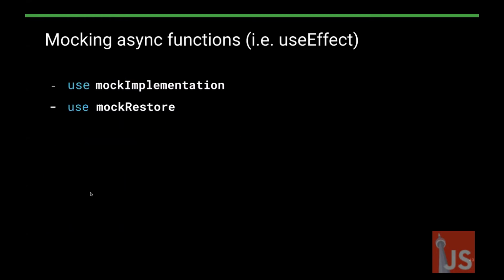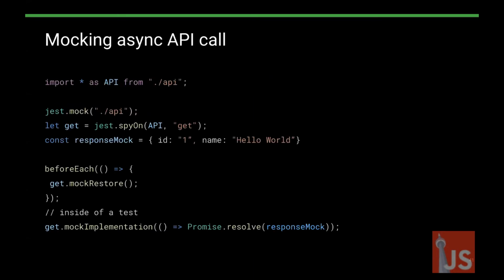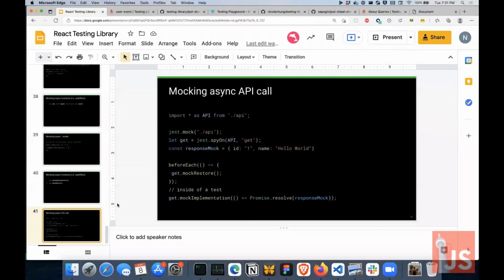So, two steps. When you render your component, make sure you use act with async and await, and then also spy on the module that's doing the stuff. So anyways, I think that's about it. So I think we're going to go to the code along part.